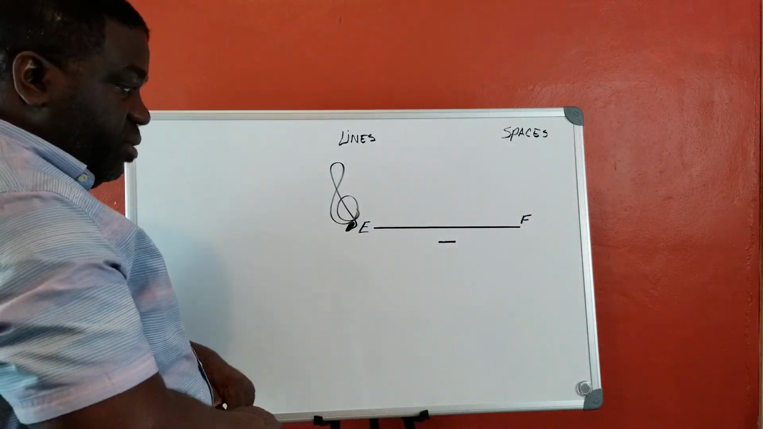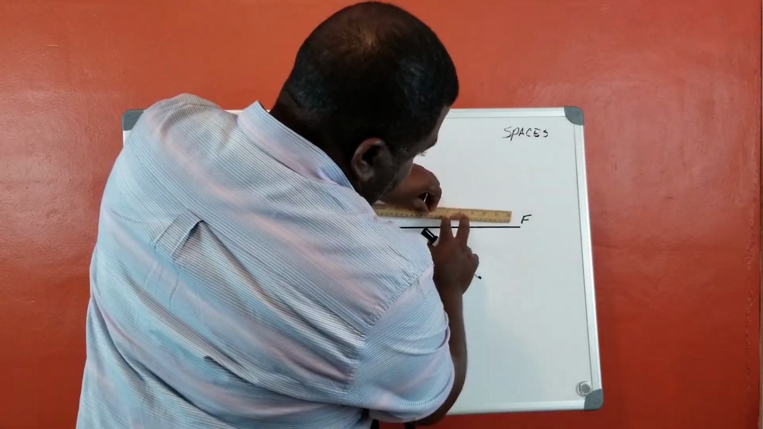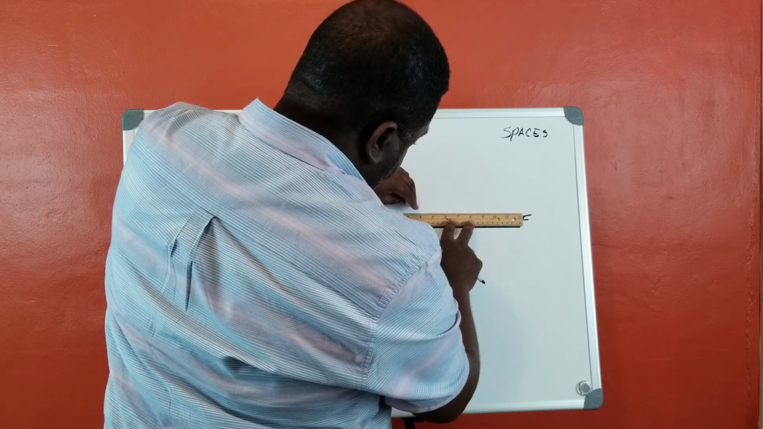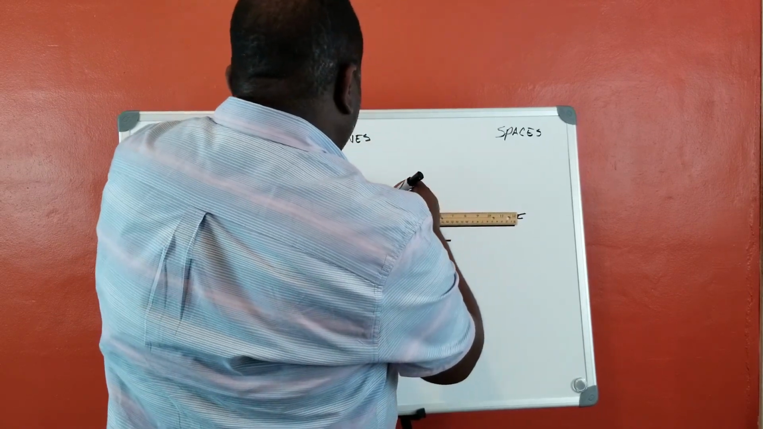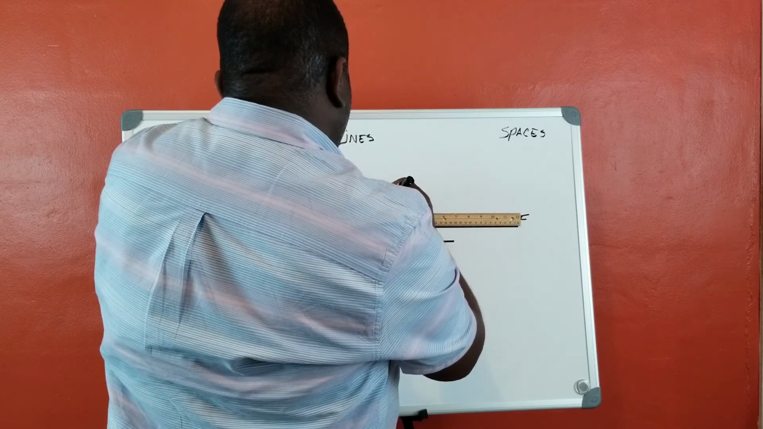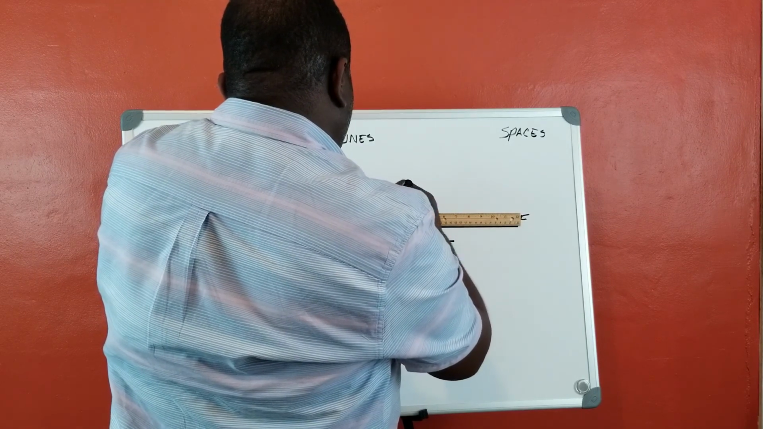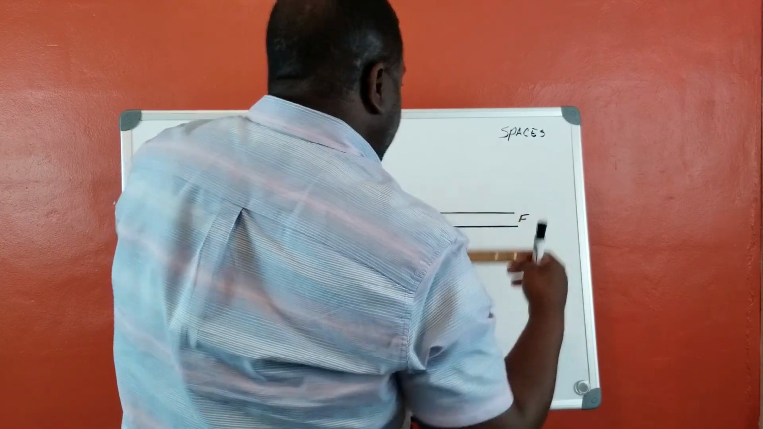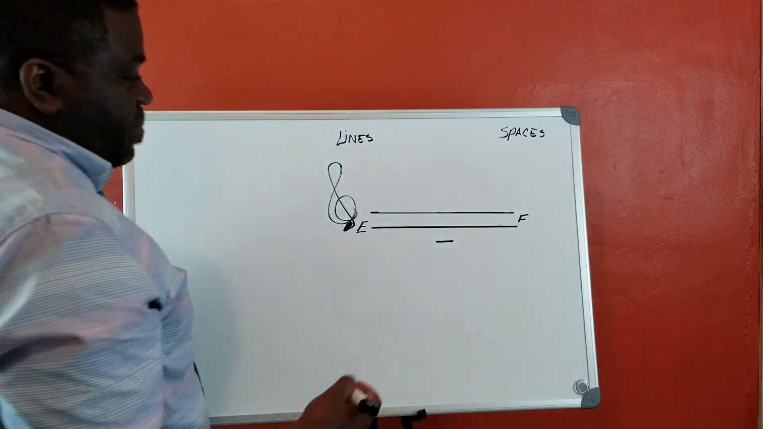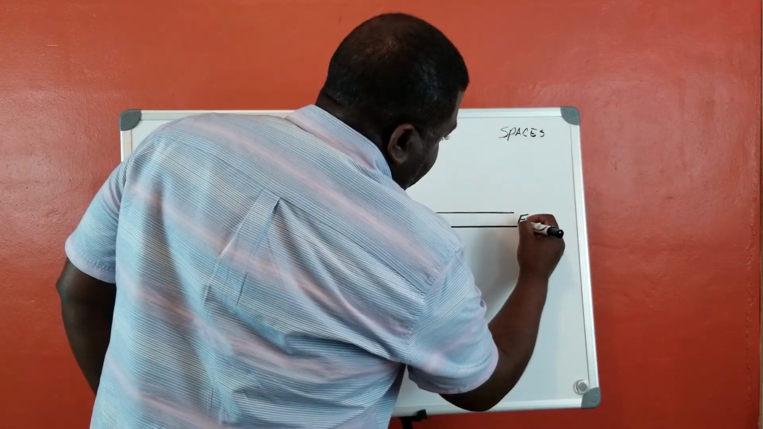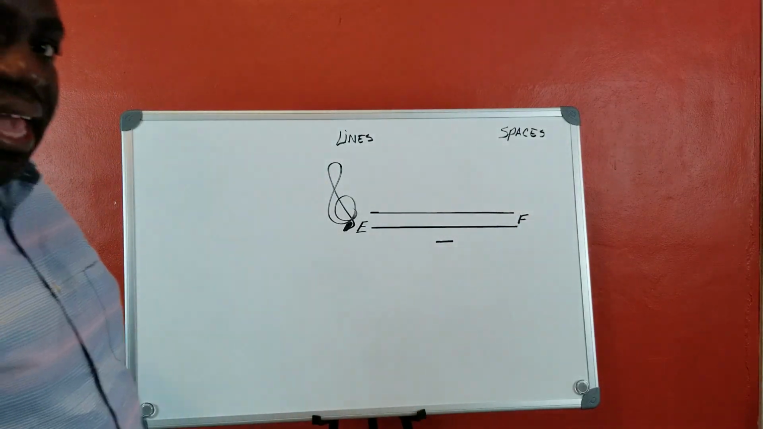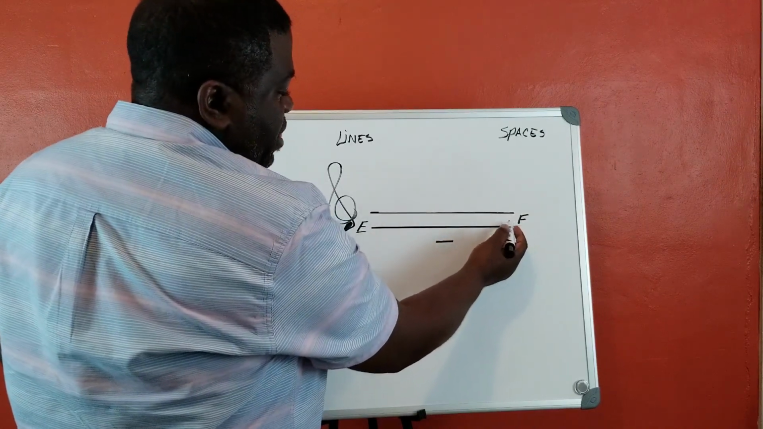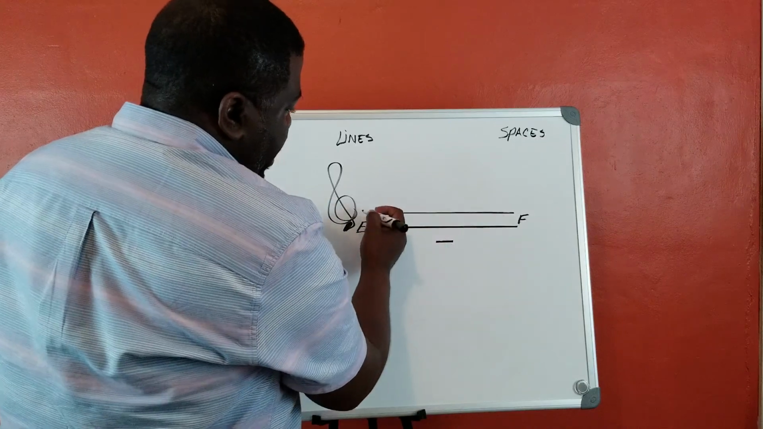Now the next thing we're going to do, I'm going to draw the next line. So I hope I get this right here. So you see how I'm kind of doing this, guys? You've got to have a steady hand to do this too. So we have another line. So what comes after E is F, and what comes after F in the musical alphabet is a G.